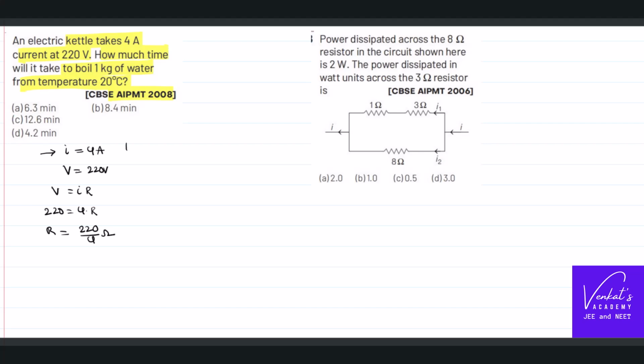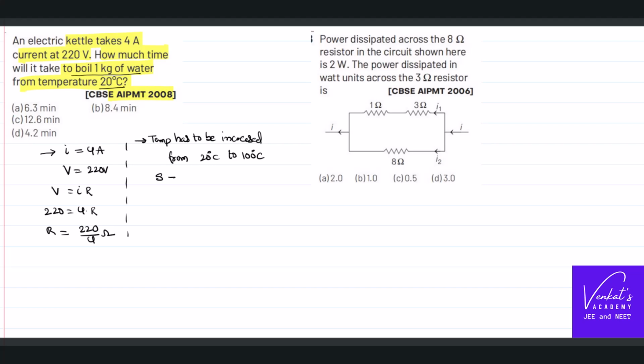Now what he is saying further is how much time is required to boil 1 kilogram of water from temperature 20 degrees centigrade, right? So what we need to do is, boiling means temperature has to be increased from 20 degrees centigrade to 100 degrees centigrade, because water boils at 100 degrees centigrade. How much heat is required for that?